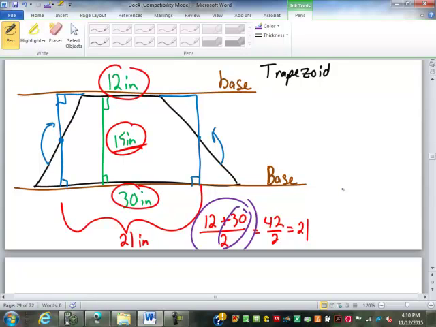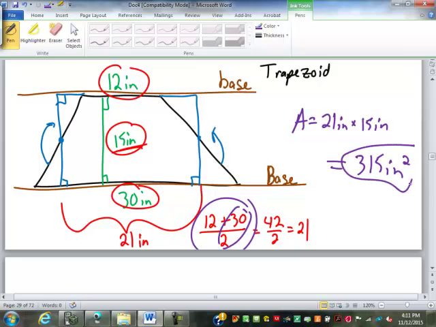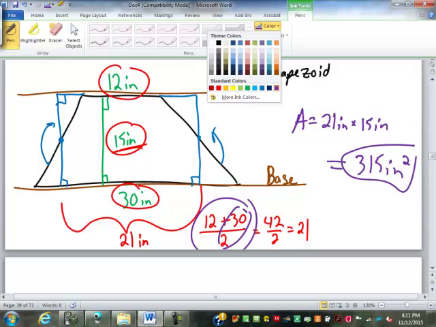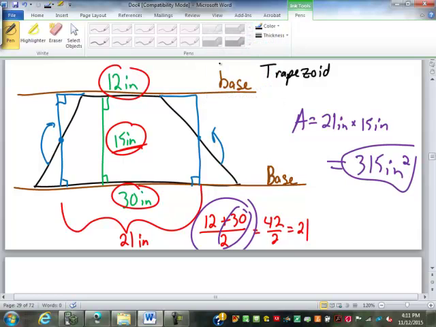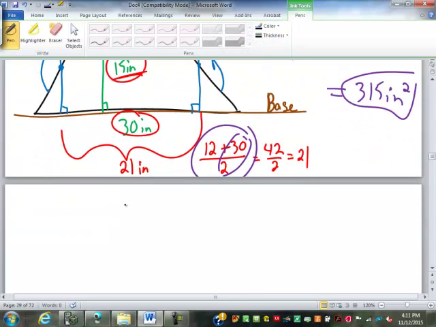So the area of this here is just going to be the 21 inches times 15 inches, otherwise known as 315 inches squared. So the formula for the area of a trapezoid is to average the bases and then multiply by the height.